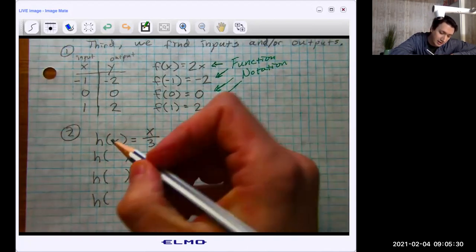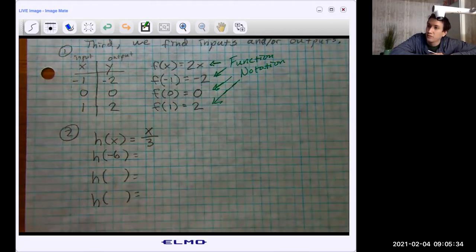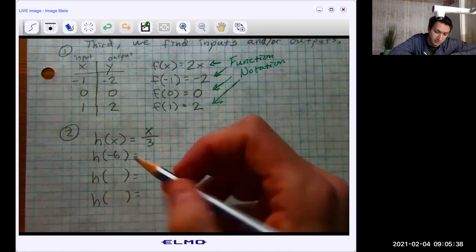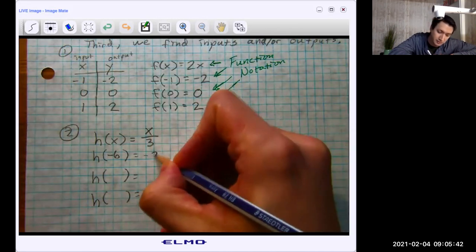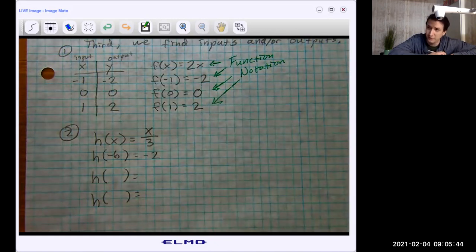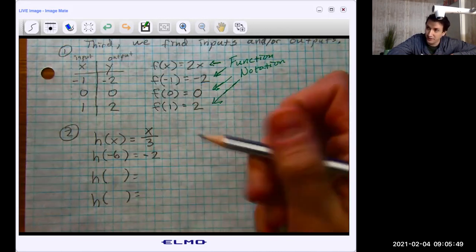All right, let's try -6. If we put in a -6, what do we get out? Well, -6 divided by 3 is -2. So that's all I have to write. I don't have to show my work. I don't have to go through all the division. I just did it in my head.